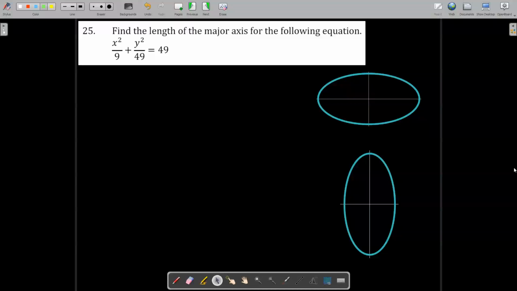Number 25, find the length of the major axis for the following equation. This is the equation of an ellipse. We talked about the equation of a circle earlier, how it was x squared. Well, let's actually do this the correct way. (x minus h) squared plus (y minus k) squared equals r squared.